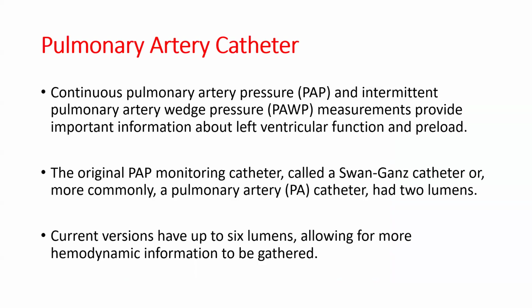So the next line is the pulmonary artery catheter. Continuous pulmonary artery pressure and intermittent pulmonary artery wedge pressure measurement provide important information about left ventricular function and preload. The original pulmonary artery monitoring catheter, known as the Swan-Ganz catheter, or more commonly the pulmonary artery catheter, had 2 lumens. The current version has up to 6 lumens, allowing for more hemodynamic information.